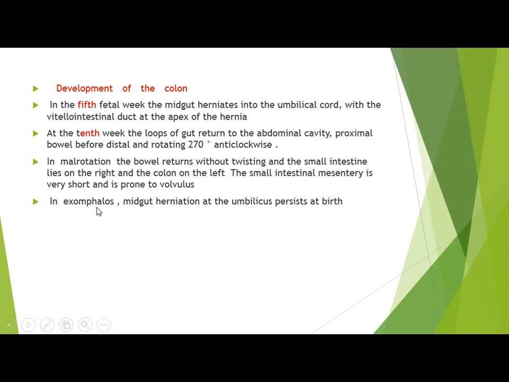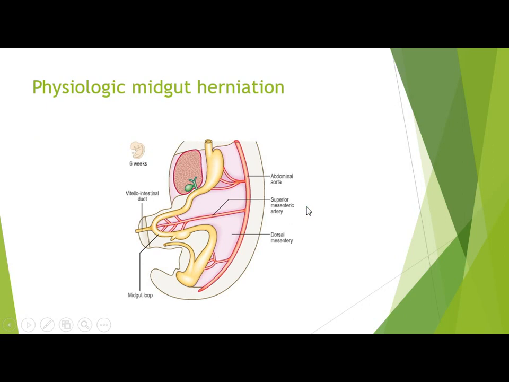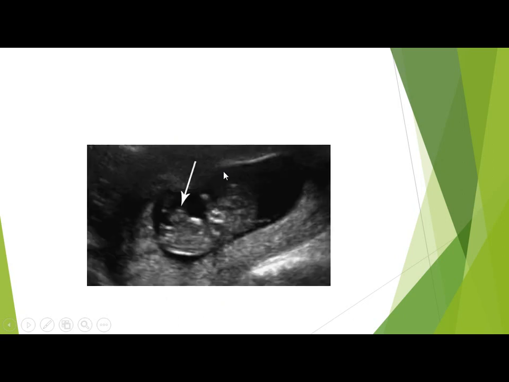In exomphalos, midgut herniation at the umbilicus persists at birth. This is physiological midgut herniation: part of the midgut herniates into the umbilical cord, with the vitellointestinal duct at its apex.